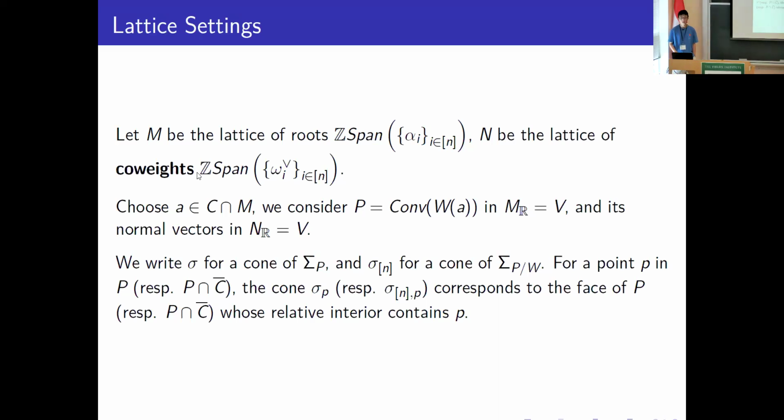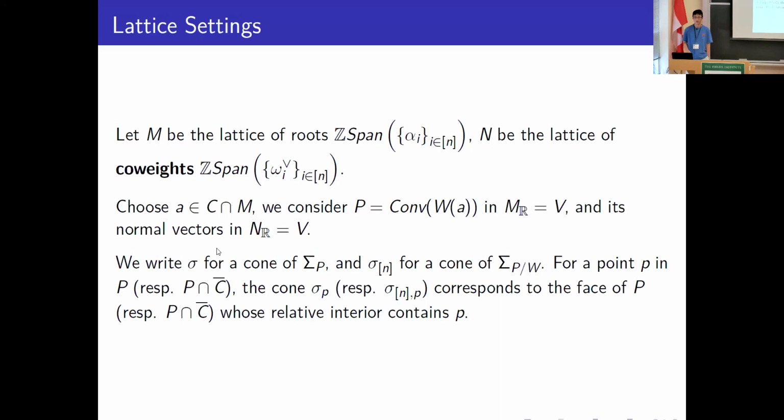And we choose a lattice point contained in the open chamber, and we consider the Weyl polytope in the real span of M, and its normal fan in the real span of N. Both spaces are V, but with different lattice structures.